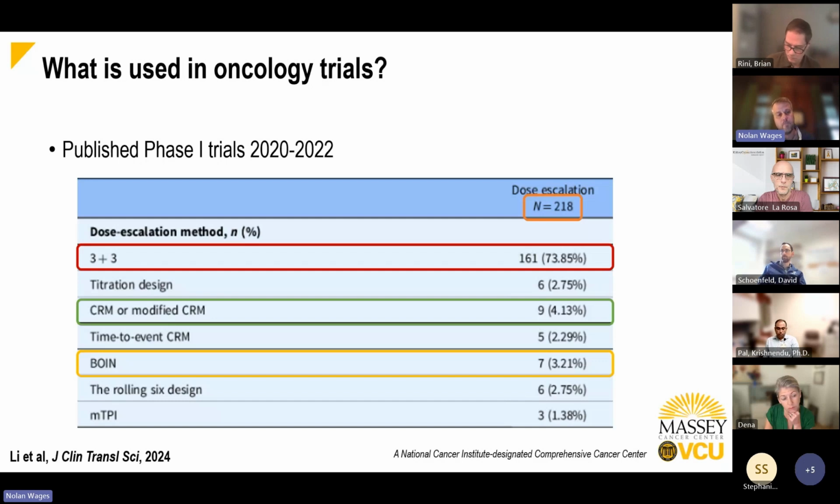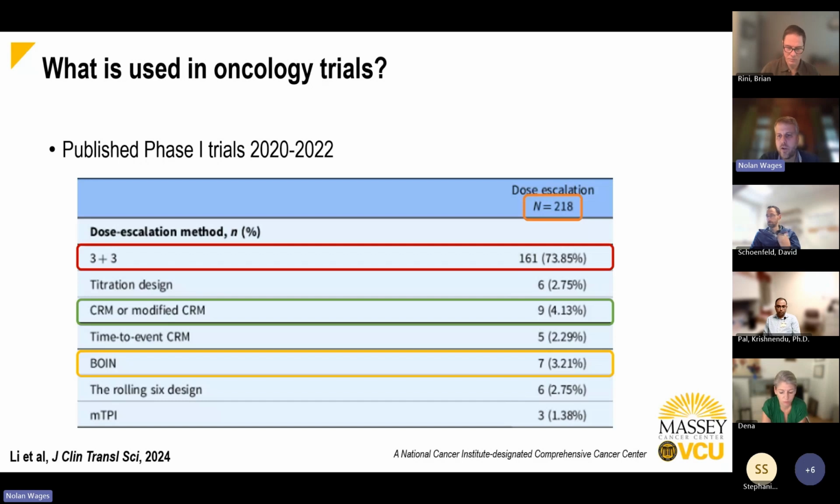So you can see that still the 3+3 to this day is the overwhelming choice for designing these trials in oncology, and that percentage has probably gone down a little bit over some previous published studies. I think there was one done from 2006 to 2011 or so, and that percentage was close to 90 or in the low 90s. So it's coming down a little bit with an uptake of some more novel methods, but still it's highly prevalent and used quite a bit, the 3+3.